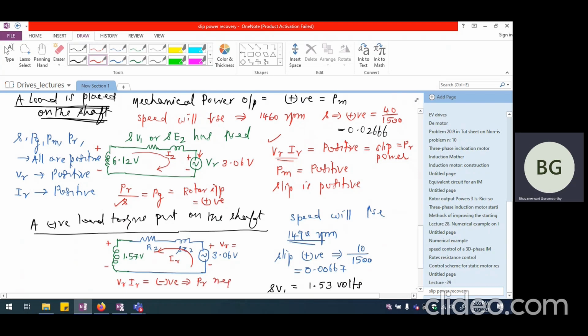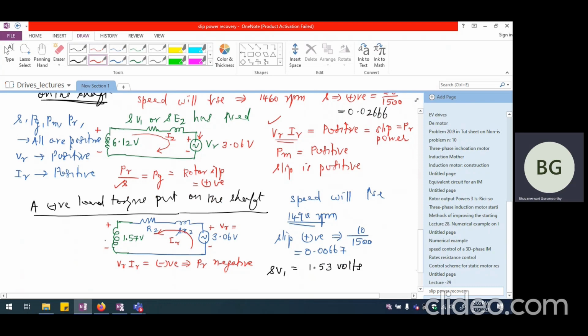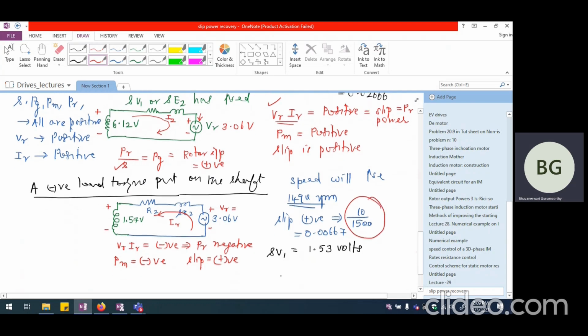This is negative. So if slip power is negative and from the load side also PM is actually negative, because rather than drawing a mechanical power output, we are trying to put in a mechanical power input through a prime mover. So PM is negative. Now, the slip is still positive because we already calculated it is 10 divided by 1500. So slip is positive.